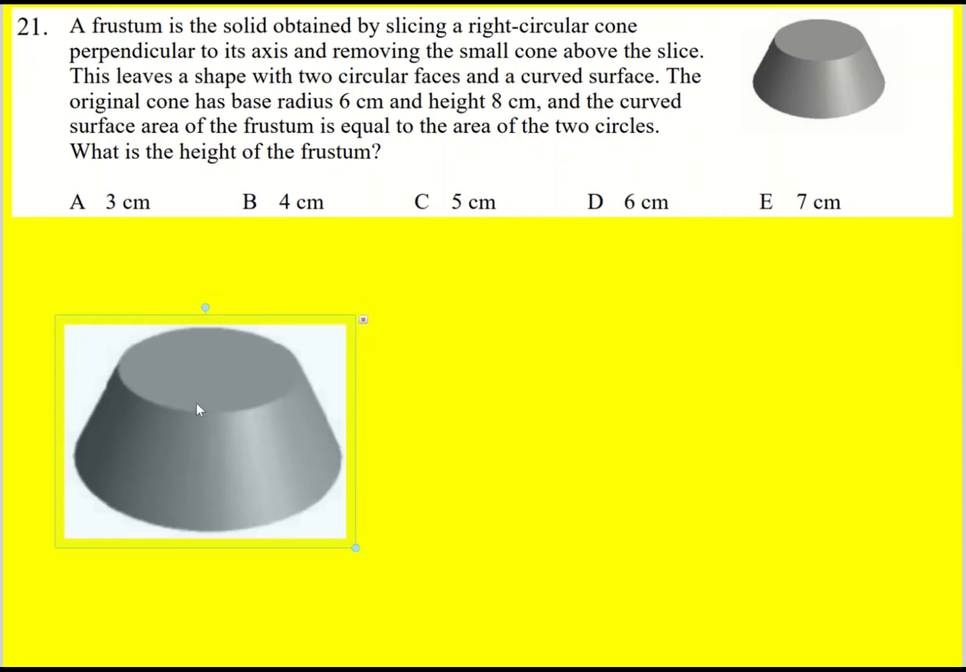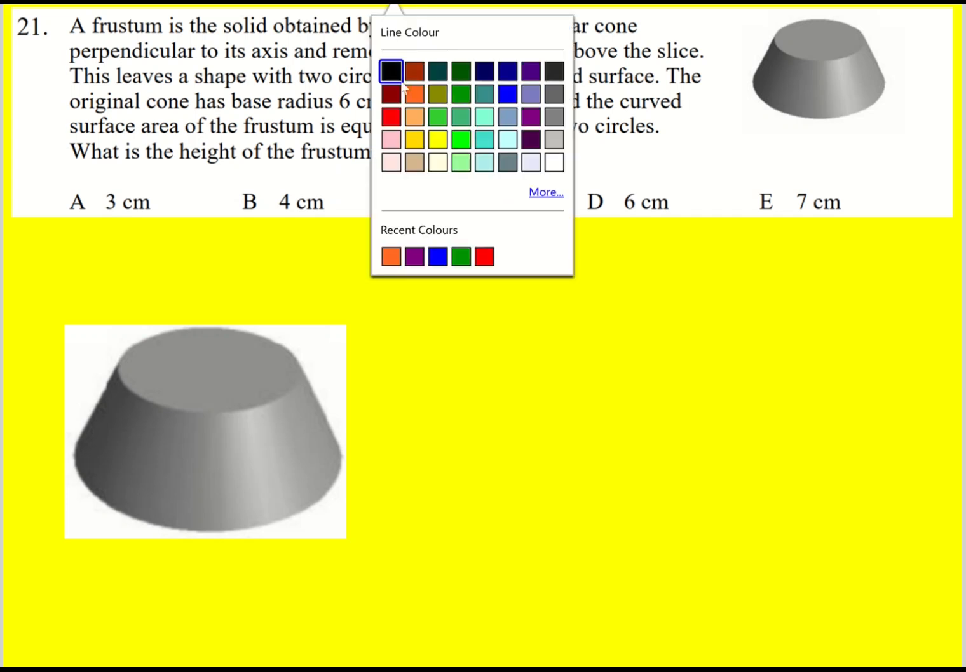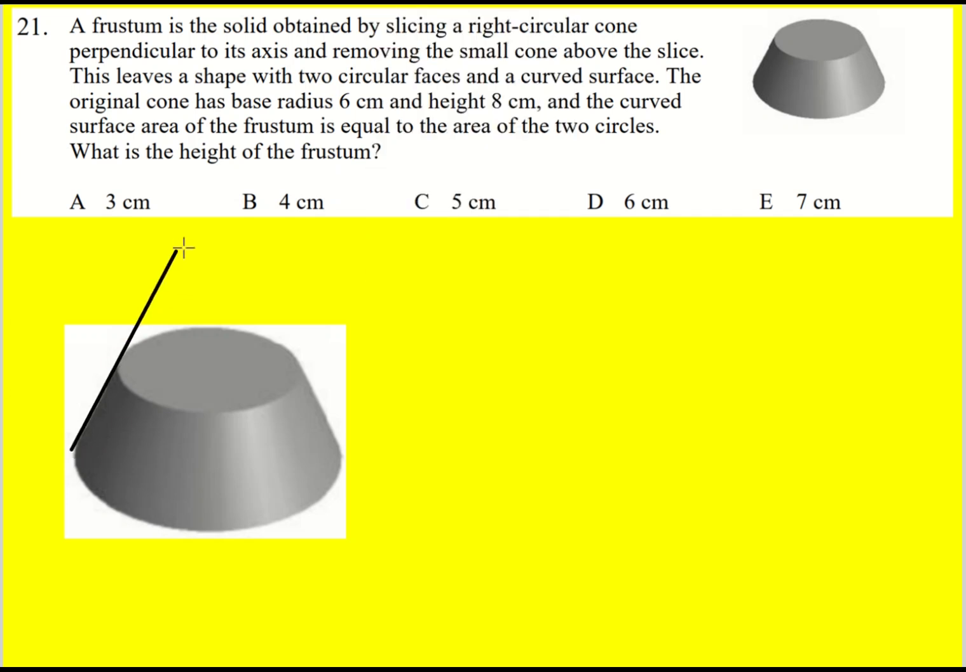Got this frustum, which is made by taking a cone and just slicing it perpendicular to the axis, removing the smaller cone. So if I rebuild the cone, I would draw a line up here, and then one down here. And I could actually create a triangle, because the very center here is going to be the center of the base.